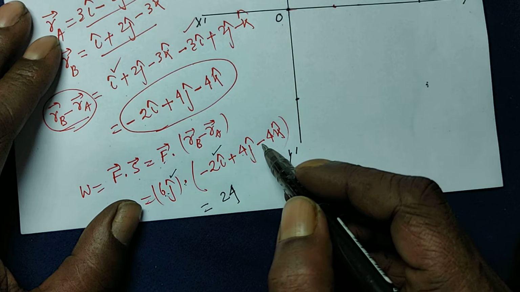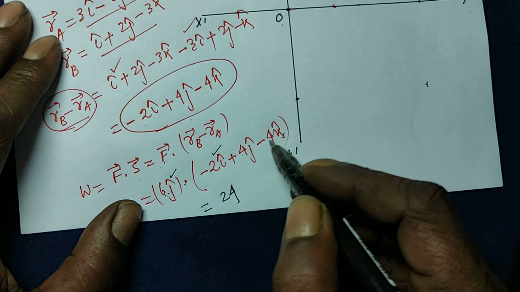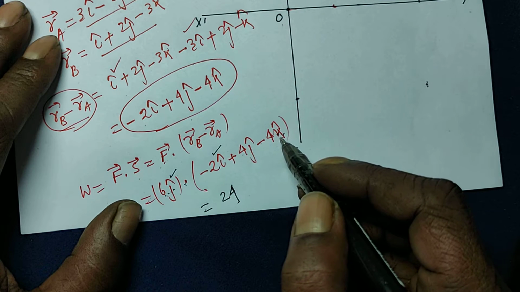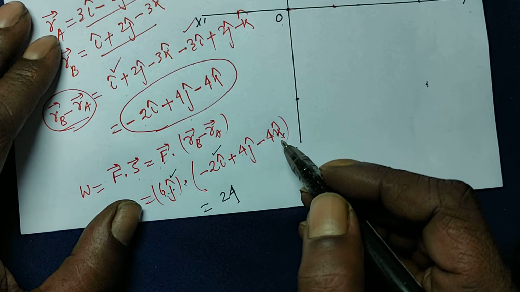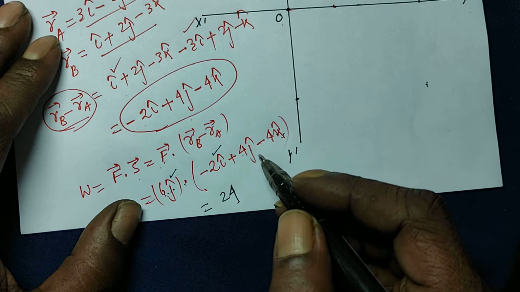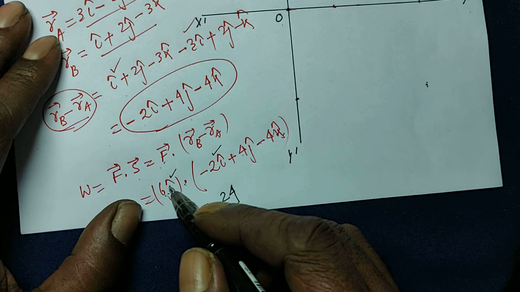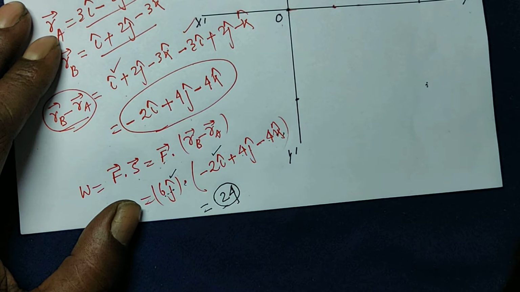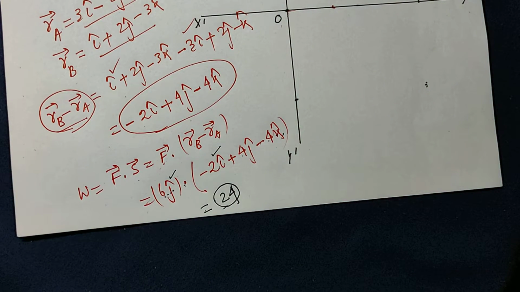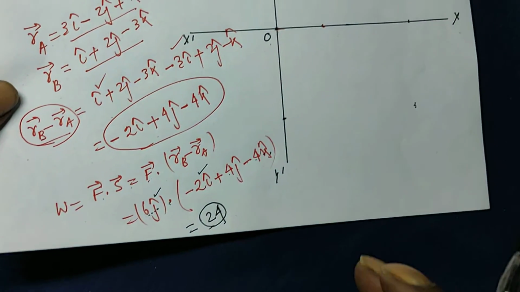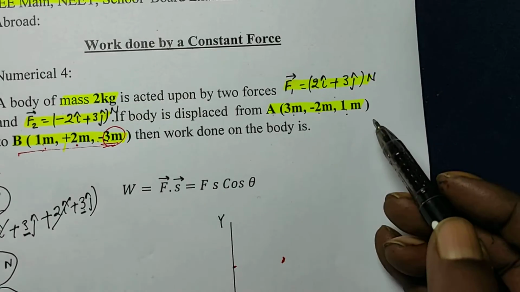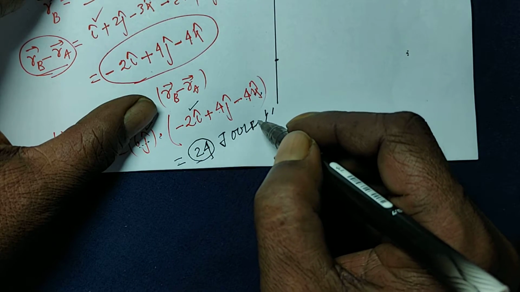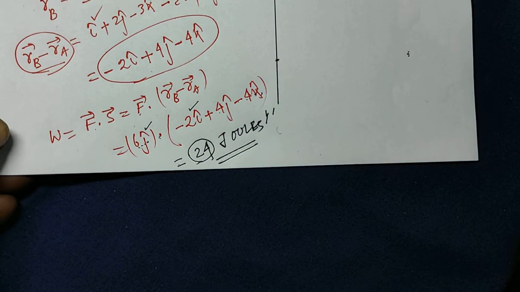Then 6j dot minus 4k, since j and k are perpendicular, because j cap is along the y-axis and k cap is along the z-axis, so the angle between them is 90, and in the dot product we take the cosine of theta, cos 90 is 0. So the contribution of 6j with 4k is 0, so this is the work done. Since the force was given in Newton and the displacement was given in meter, 24 joules of work is done.